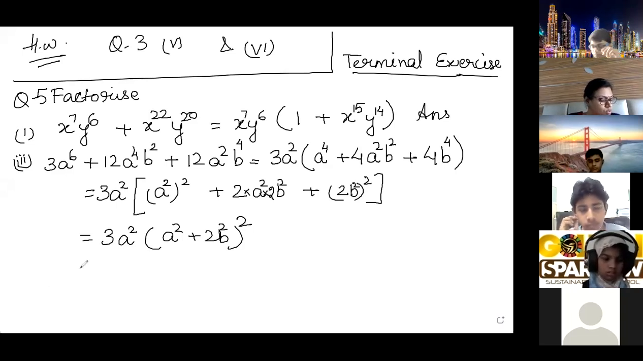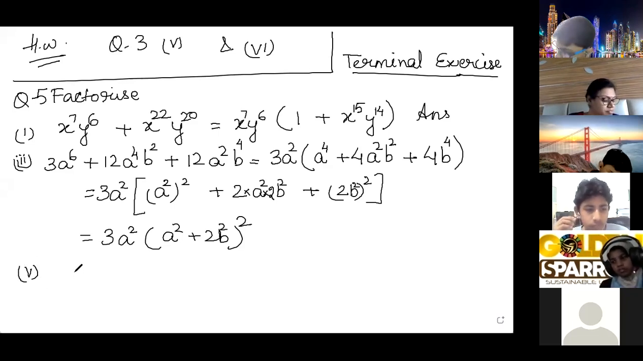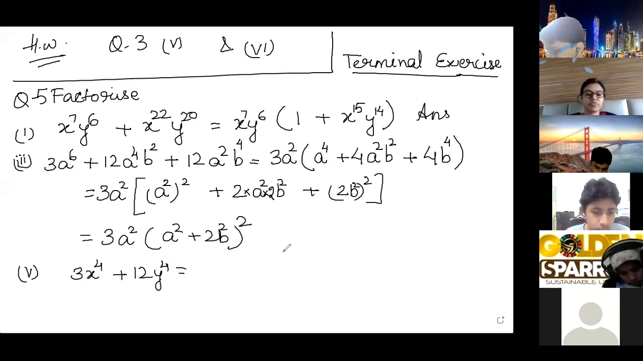Now coming to this one. Question number 5, 5th part. 3x raised to 4 plus 12y raised to 4. How will we start? 3x raised to 4 plus 12y raised to 4. How can we start?